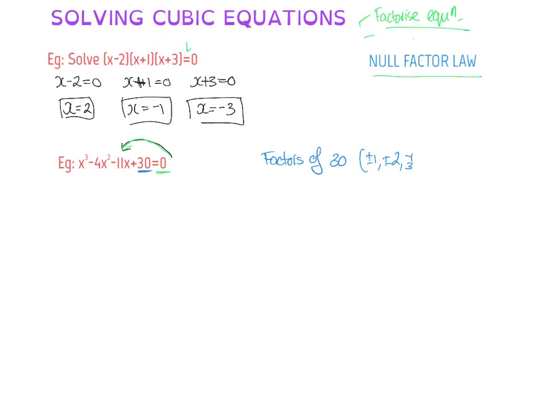So I'm going to try first. Remember, like we always say, try p of 1. So I might try p of 1 first. So p of 1, I get 1 cubed minus 4 times 1 squared minus 11 times 1 plus 30. And if I do that, that'll be 1 minus 4 minus 11 plus 30, and this does not equal 0, so therefore I'm going to try something else. So I'm going to try p of 2.